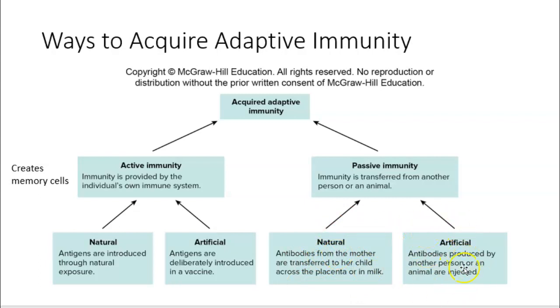In artificial passive immunity, typically you'll see antibodies that are produced by an animal or another human be given via injection to another individual. This is not super common, but antivenom is an example where this might occur, where if someone gets bit by a snake, they may receive antibodies that another animal has produced against that venom, and so it provides temporary protection against that venom. In both of these situations, the person receiving the antibodies does not create memory cells, so it is not long-term immunity.